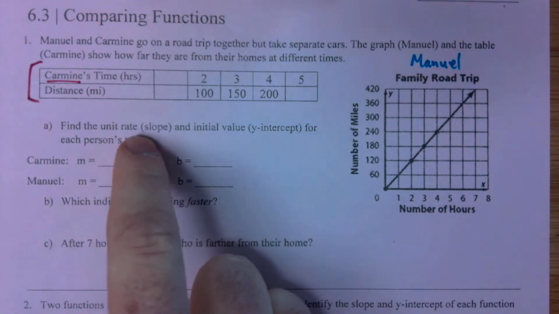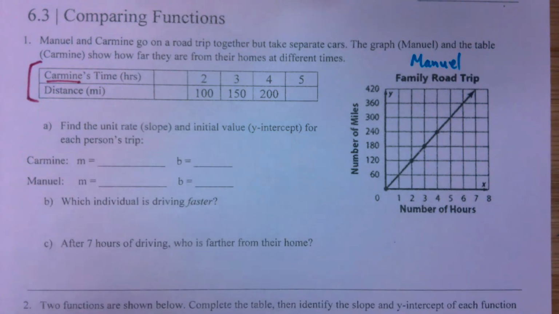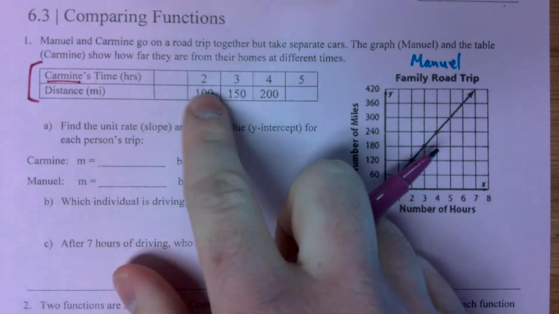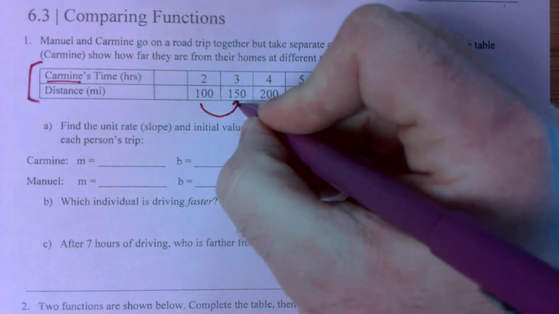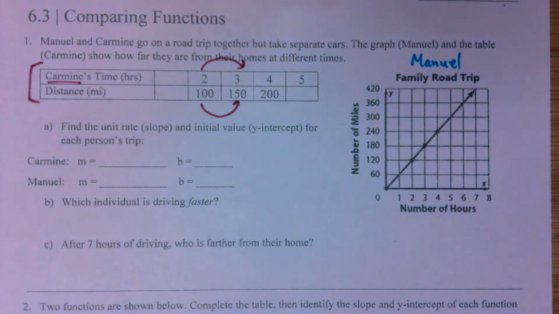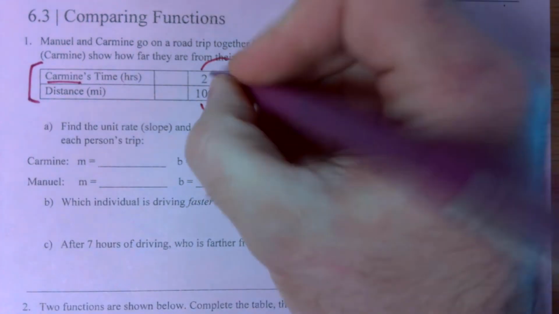That's right, because they're two separate functions, right? So we're going to have to find the unit rate and the initial value, or the slope and the y-intercept for each person's trip. Let's start with Carmine's trip. First thing we have to do, obviously, is fill in the rest of this table. We can see here that our change in y from 100 to 150 is what? 50. Plus 50, right? And what about our change from 2 to 3? Plus 1. Plus 1.